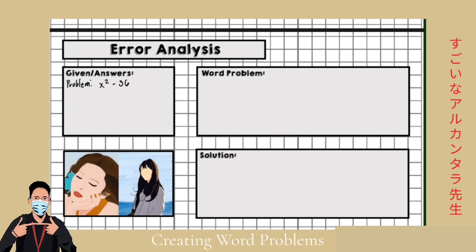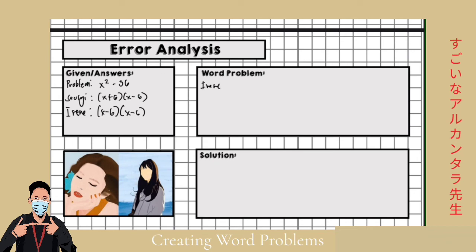minus 36. So if you want an error analysis, you should have at least 2 people involved. So let's say Sugi says that the factors are as follows: x plus 6, x minus 6, while Irene says that the factors should be x minus 6 and x minus 6. So let's just have that as a given for this error analysis. So we can create a word problem such as this one.